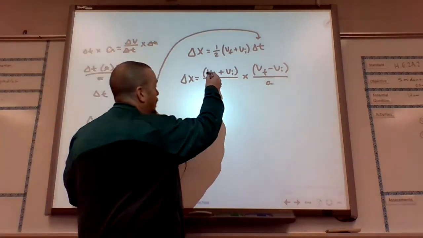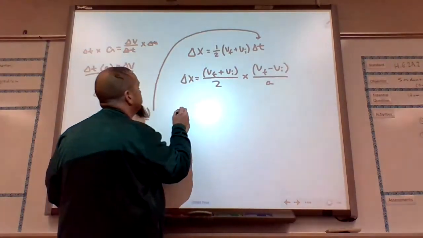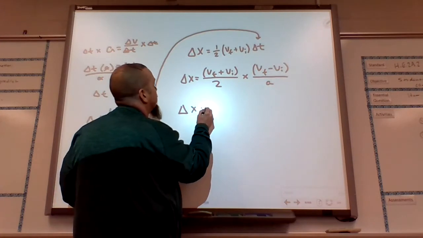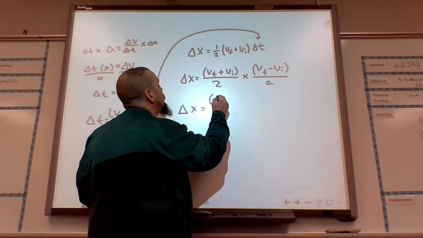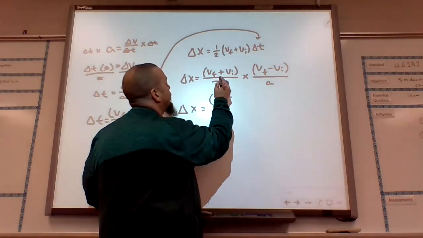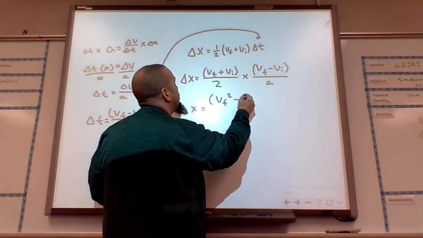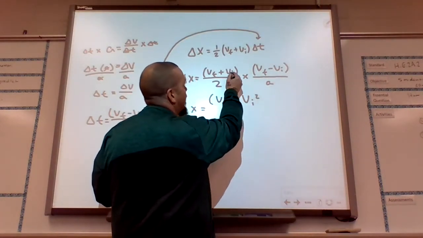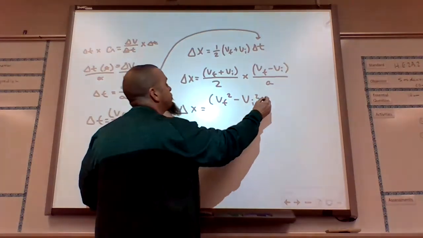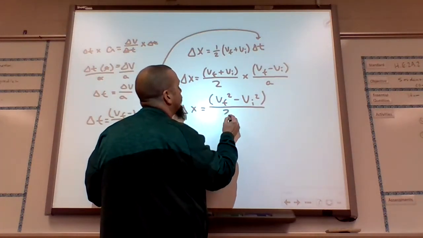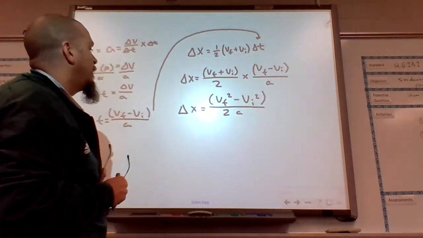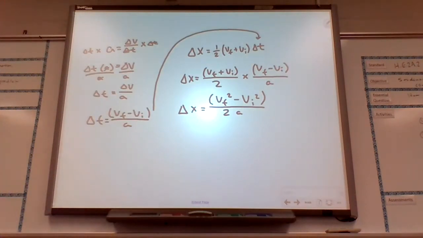Now, if we multiply this through, we get delta X equals VF squared, VF times VF, minus VI squared, positive VI times negative VI, over 2A. And again, we could just leave it at this if we wanted to. We could do plenty of math with that, plenty of calculations with that, and get the exact same answers.